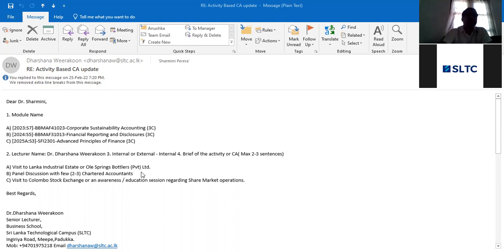So for your batch, advanced principles of finance, if I get the approval, it will be a visit to the Colombo Stock Exchange, based on these health restrictions. If I am unable to get the approval, definitely I will bring a few senior people in stock brokering, and I will help you get linked for an awareness and educational session regarding share market operation, because this is for your life. Apart from the continuous assessment, this is also requested as an activity-based continuous assessment update. Yesterday, Dr. Shamini asked all the lecturers, so I proposed this. Try to understand, students, how we are trying to help you in your personal life as well as your official life. This is going to be a win-win situation for you to win your life.